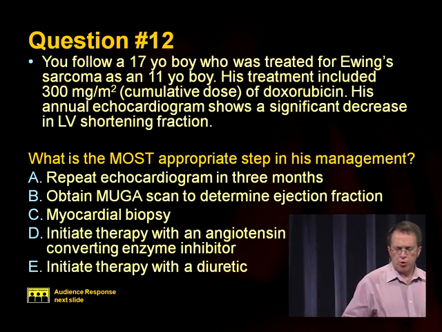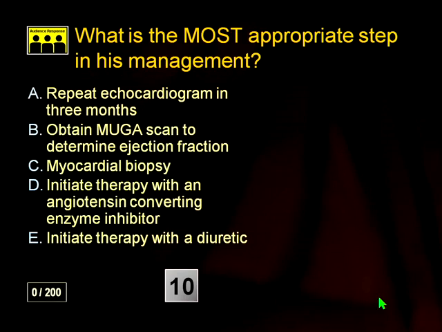So we have a 17-year-old boy who was treated for Ewing sarcoma as an 11-year-old. His treatment included anthracyclines, doxorubicin. His annual echocardiogram shows a significant decrease in left ventricular shortening fraction. What is the most appropriate step in his management? Repeat the echocardiogram, obtain a MUGA to determine ejection fraction, biopsy the myocardium, initiate therapy with an angiotensin-converting enzyme inhibitor, or initiate therapy with a diuretic.